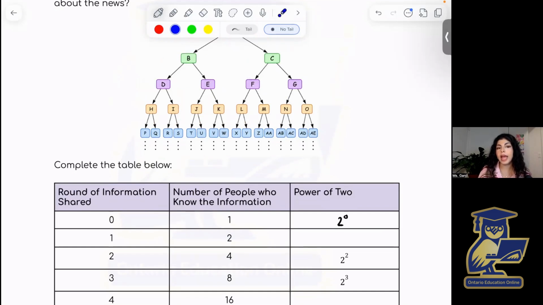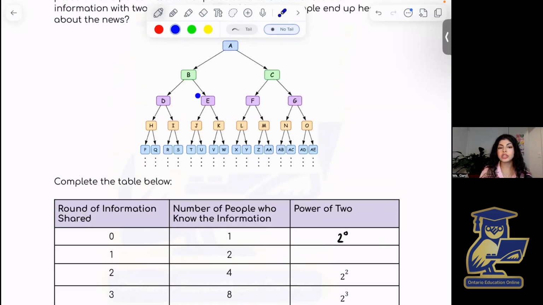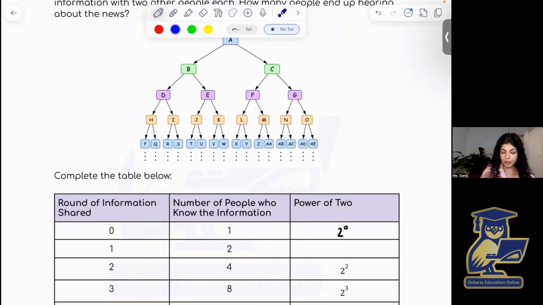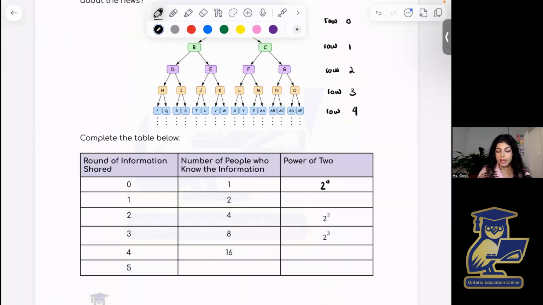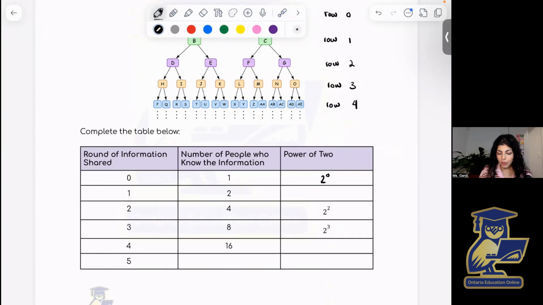And we're only looking at the rows. We're not looking at the total. We're just looking at now, for example, this is row 0, this is row 1, this is row 2, row 3, and row 4. And so the number of the row is actually going to be the power of 2 that we see here. So here we would have 2 to the power of 1.